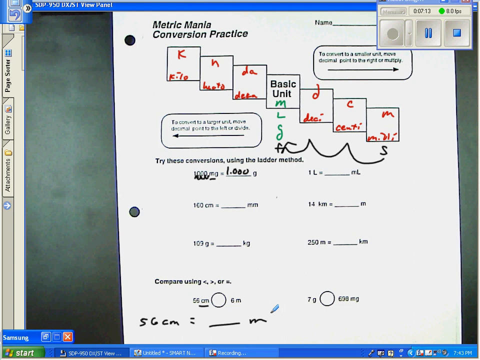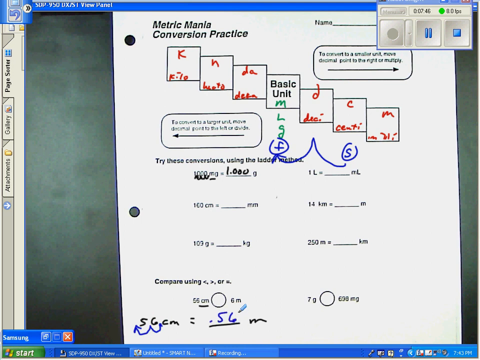So to do that, let's go back up to our chart. On here, we're starting with centimeters, so I'm going to put a little S here for start. I'm going to finish at the base units here, the meter, liter, gram. So I'm going to finish here. To make that conversion, I only need to move 1, 2 spots to the left. So do the same thing with your decimal. My decimal would be here after 56, so move it 1, 2 spots to the left, which would be 0.56.